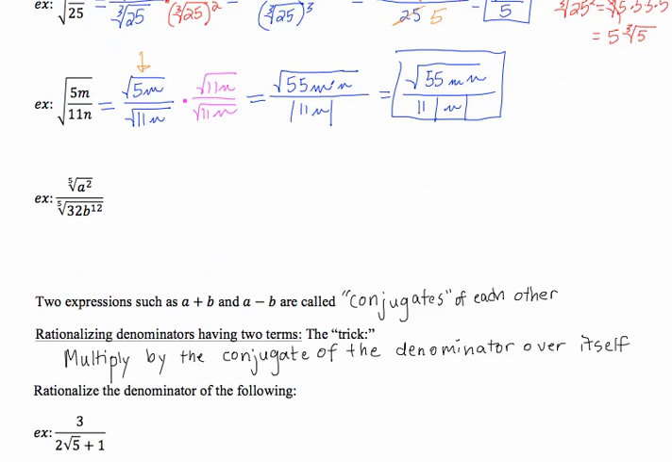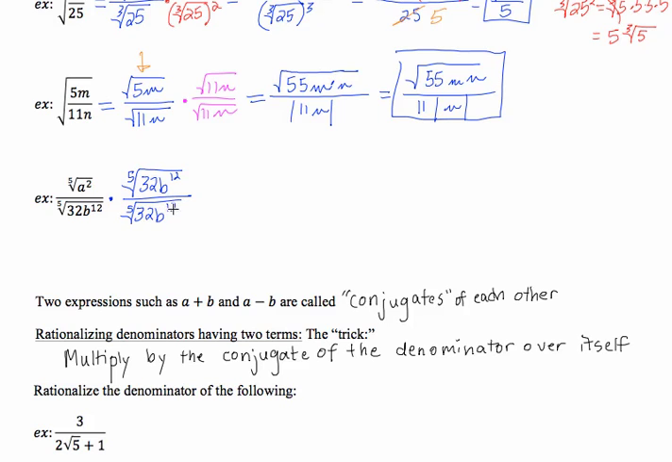Okay, let's do another example. And this one we have the fifth root, so a little different here. Fifth root of a squared over the fifth root of 32b to the 12th. Okay, and we're rationalizing the denominator still. Don't let that 12 throw you off because only the b is getting raised to the 12th power. The 32 is not. So we have a fifth root in the denominator. So in order to get rid of this, we're not going to multiply by fifth root of 8. Oops. We're not going to multiply by the fifth root of 32b to the 12th over itself.